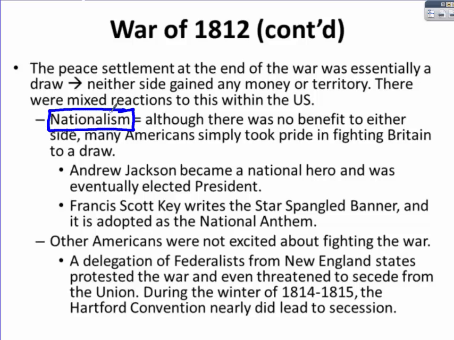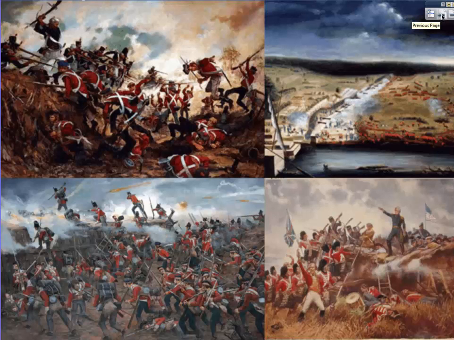There were Americans that were not excited about fighting the war, however. There were a delegation of Federalists from the New England states that protested the war and even threatened to secede from the Union. During the winter of 1814 to 1815, they held the Hartford Convention in Hartford, Connecticut, to discuss secession. Here are some famous images of the Battle of New Orleans.